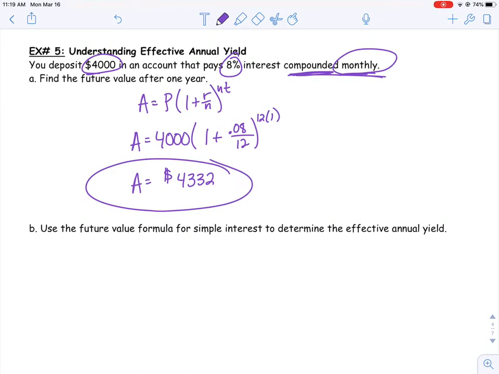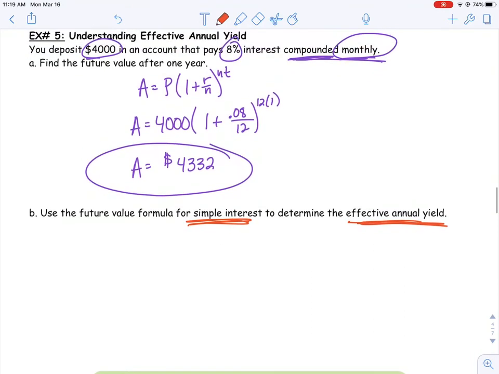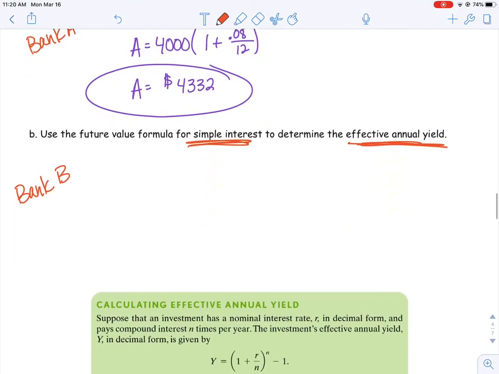So let's think of that same bank account, and let's use our future value formula for simple interest and figure out what simple interest I would have needed to have earned so that I end up having the same amount of money in my account as this compound interest account. I want to find my effective annual yield. Okay, so I know that this first account, I don't know, Bank A, had compound interest. But I really want to bank at Bank B, but they only give me simple interest. I've got to make sure that Bank B gives me enough interest so I'm going to have the same amount in my account versus Bank A.